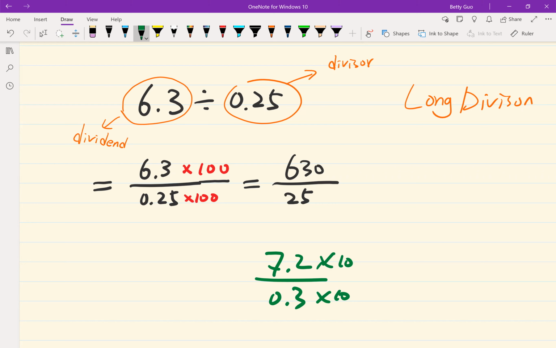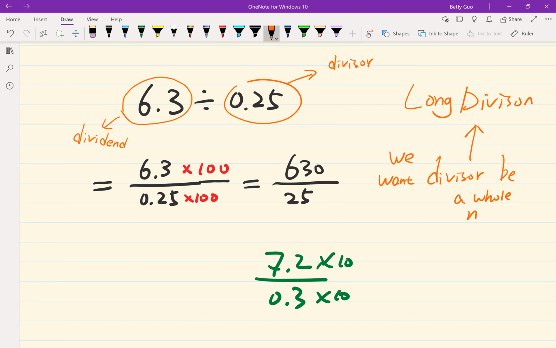Because when we do the long division, we need the divisor to be a whole number. Before we process the division by using long division, we want the divisor to become a whole number. How do you say that? We want the divisor to be a whole number.